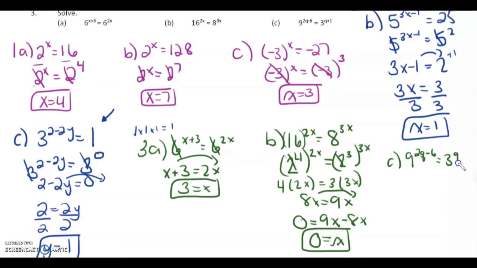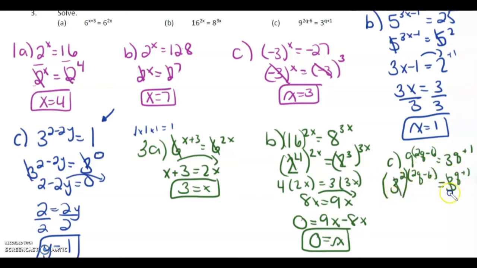Okay, and then the last one. We have 9 to the 2q minus 6, and then 3 to the q plus 1. Okay, so I'm going to change this 9 to a base of 3. So we'll get 3 squared, and then bracketed. So 3 squared we can bracket, and just remember to keep the 2q minus 6 together as the exponent. Okay, and then 3 to the q plus 1.